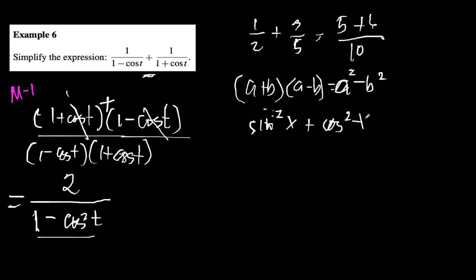Ano nangyari sa pen? Putol-putol. Sorry, guys. Ayan. So, this becomes sine square x. Wait. Yung pen hindi nakikisama. Sine square x, nawala tuloy. Ayan, is equal to 1 minus cosine, ba't nawalang x? Cosine square x. Ayan. Okay.